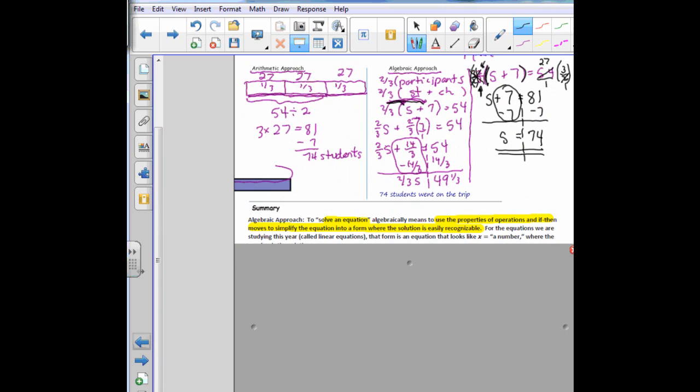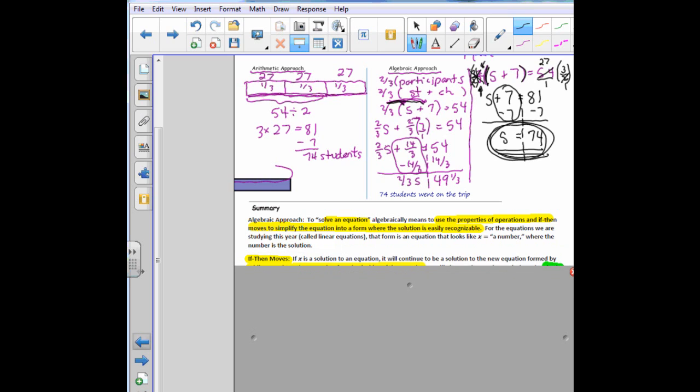In this lesson, you learned an algebraic approach. To solve an equation algebraically means to use the properties of operations and if-then moves to simplify the equation into a form where the solution is easily recognizable. For the equations we are studying this year, called linear equations, they form an equation that looks like x equals a number, where the number is the solution. So again, this is the solution.